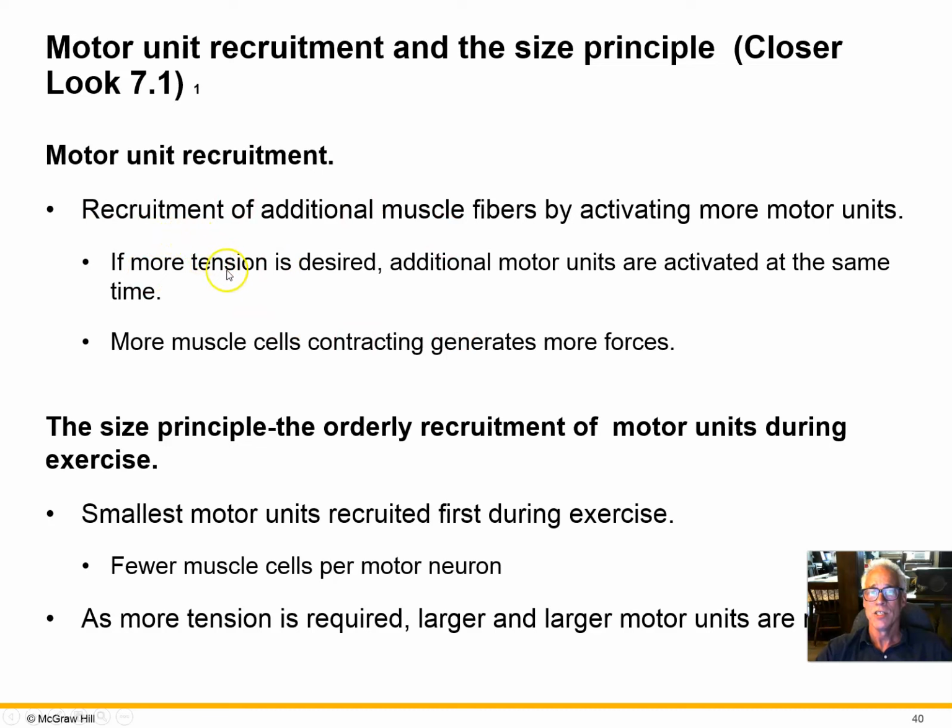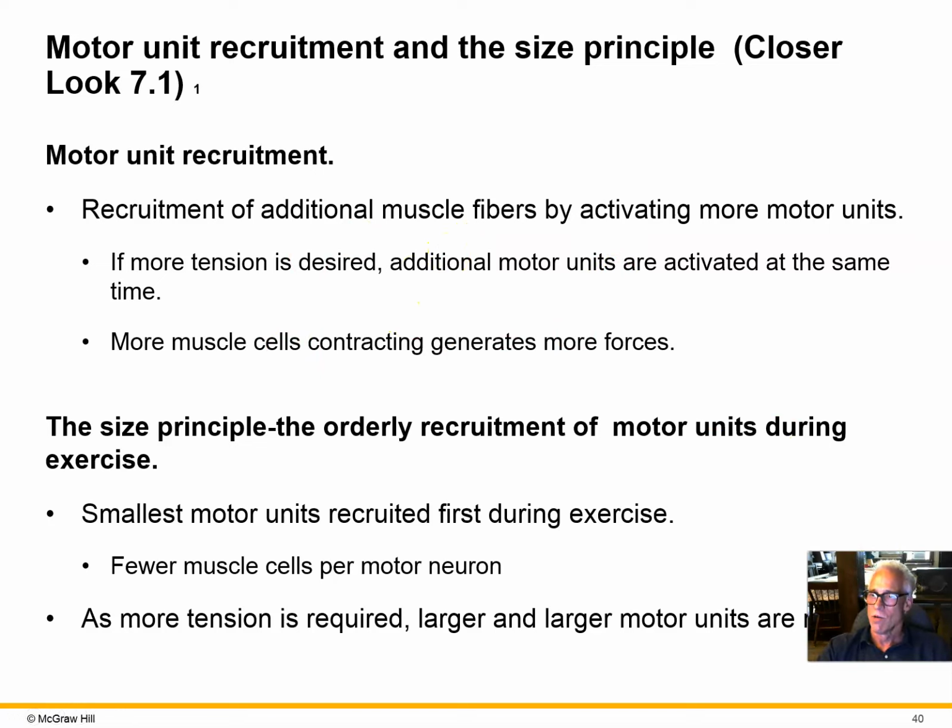And if that tension isn't sufficient, right, we have already set a goal in mind for something that we want to do with our body. If that's not a sufficient amount of tension to lift the load or whatever, we're going to activate more motor neurons and the cells that they innervate. And as more and more muscle cells are contracting, more tension or force is going to be generated, and eventually we'll reach a sufficient force to meet our needs. So that's called motor unit recruitment. We just keep on activating more motor neurons and their muscle cells, in other words, motor units, until we get enough tension.